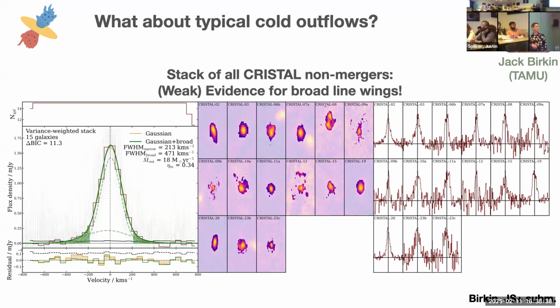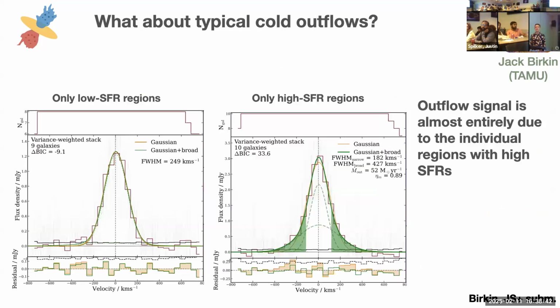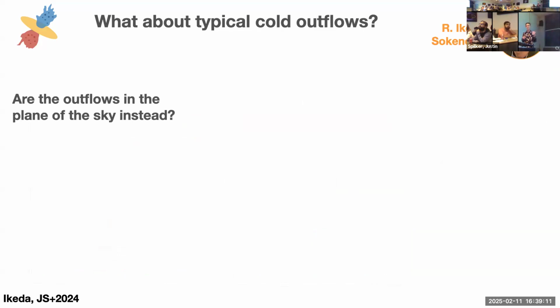The thing that he could do is further subdivide each of these galaxies into regions that had high star formation rates and low star formation rates. And if you do that, you find that there's basically no outflow at all from the regions that have low star formation rates. It's entirely due to the regions that had high star formation rates. Which is exactly what you would expect if you think that the outflows are being driven by star formation. And so you might say, okay, well, this is looking at the spectra and looking at high velocity emission. What if the outflows aren't along the line of sight? What if they're in the plane of the sky? This was also David's question about the extended C+ emission.